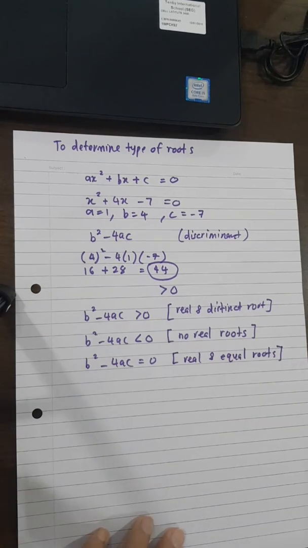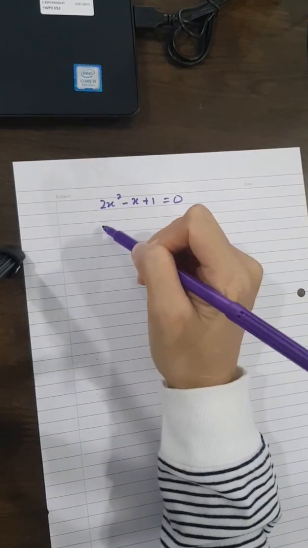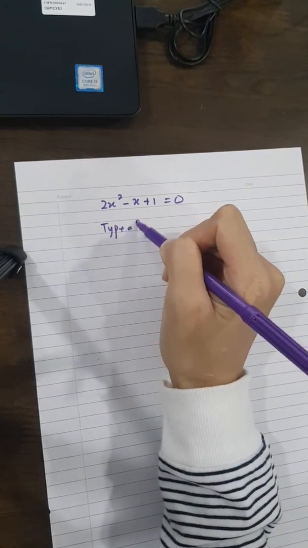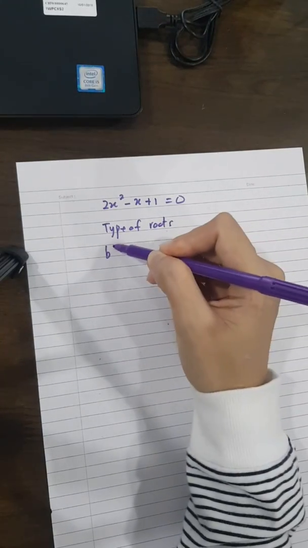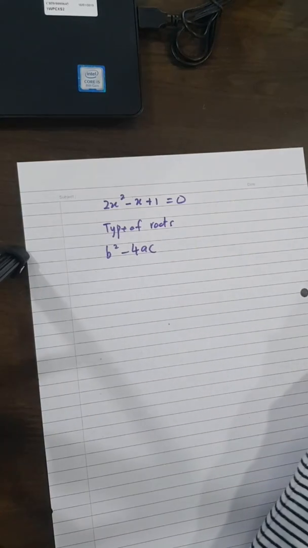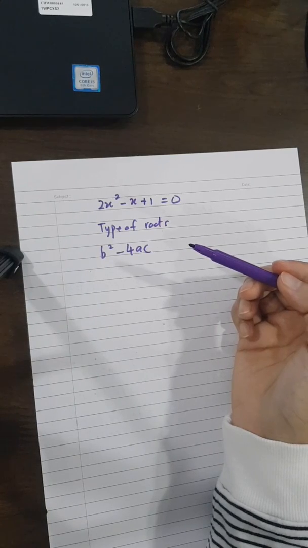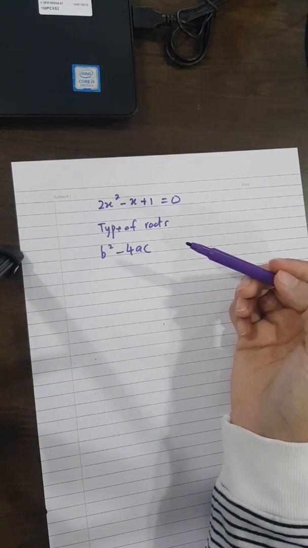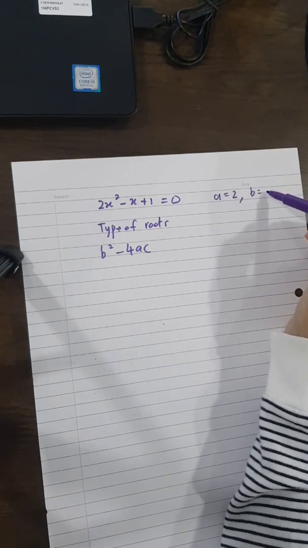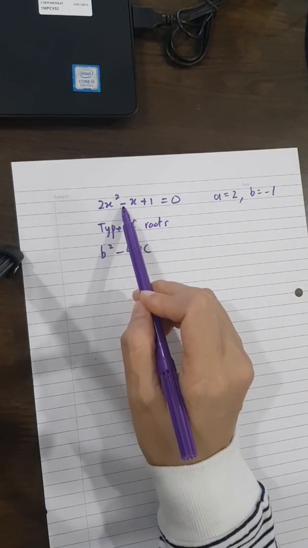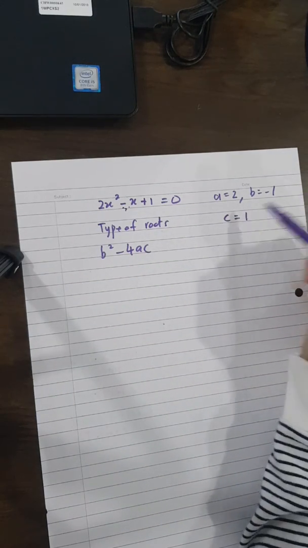Alright. Let's look at another example. Let's say we want to know the type of root of this quadratic equation. So we need to use the discriminant b square minus 4ac. Check whether the value is more than 0, less than 0 or equal to 0 to determine your type of root. So from here, our a is 2, b is negative 1. Make sure if there is a negative here, it belongs to your b. Your c is 1.